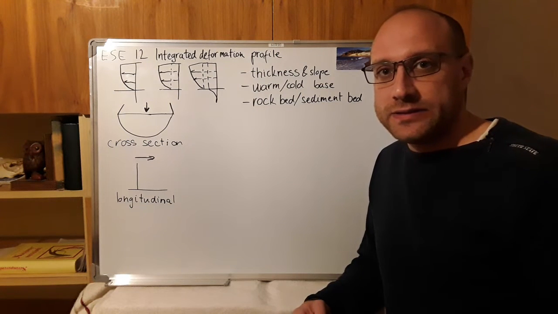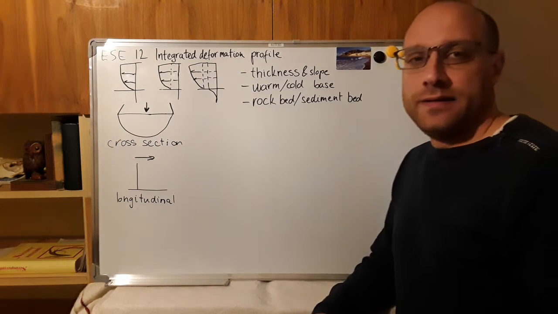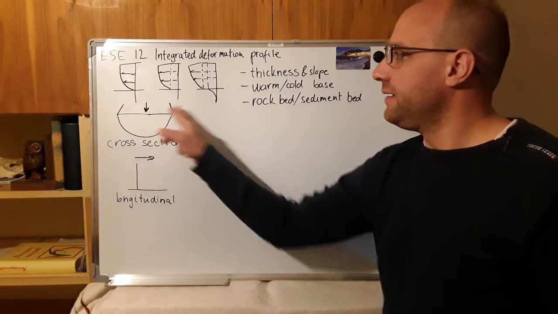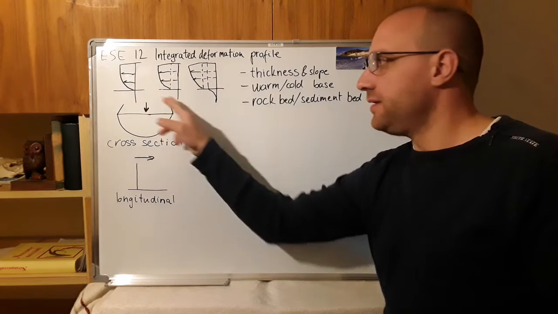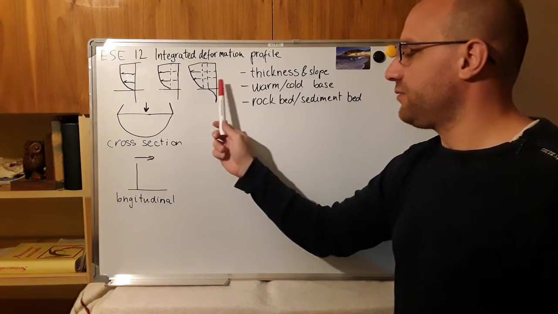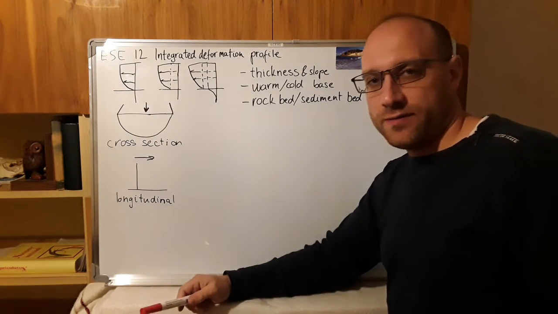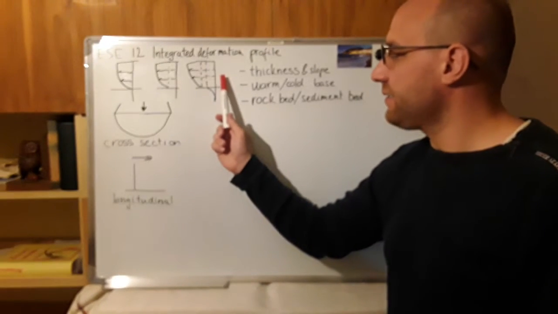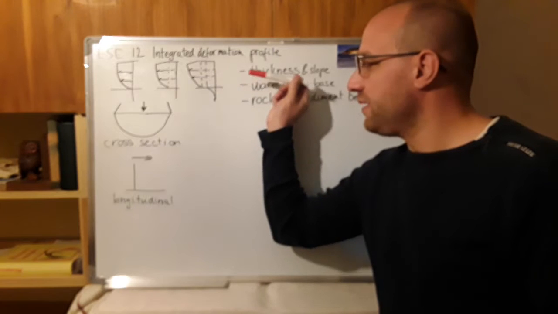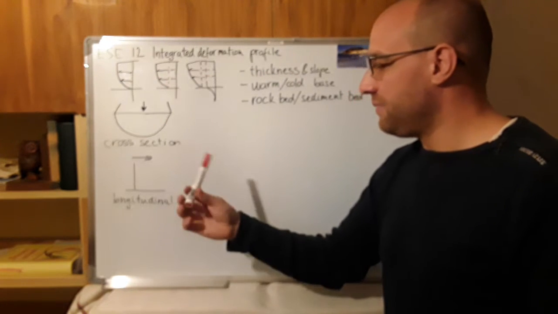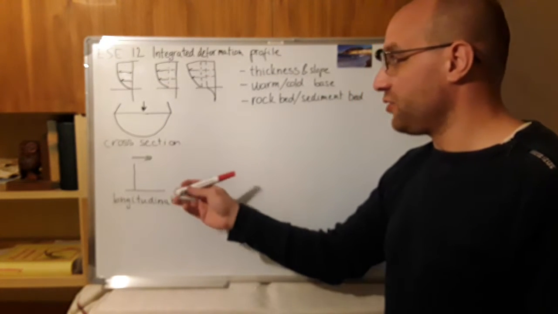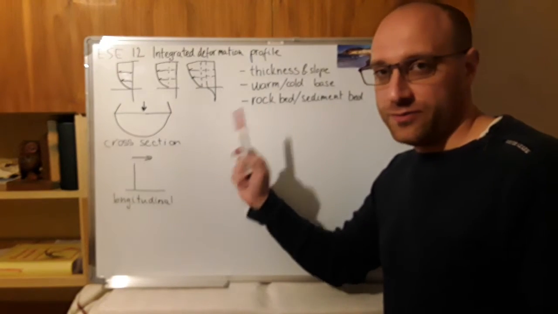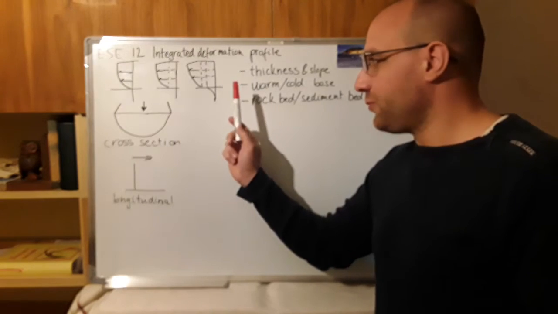Hello everyone. So this is the integrated deformation profile. You have seen this image in the PPT. So we had three different versions of movement of ice mass, and in this case obviously the ice was moving from the right to the left. In my drawing here I'm going to show it from left to right, so this shouldn't cause any trouble.